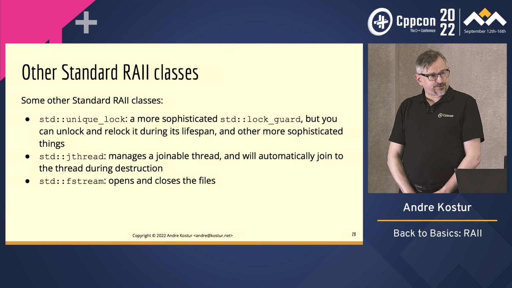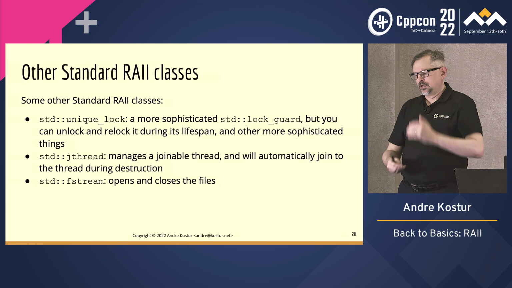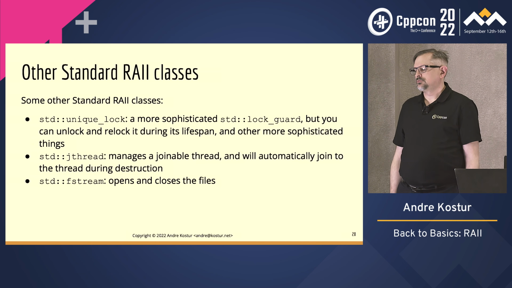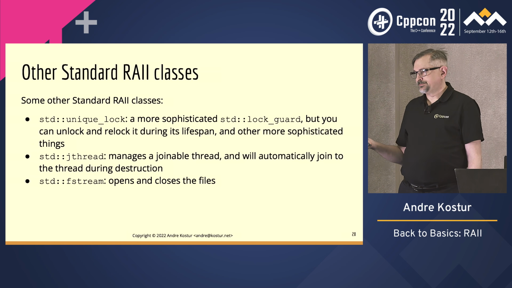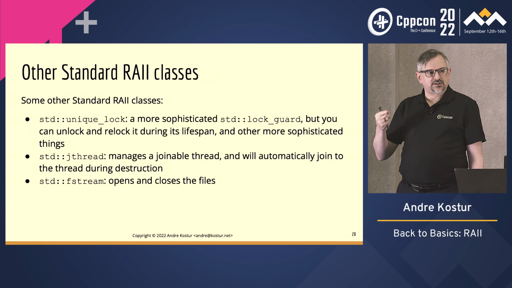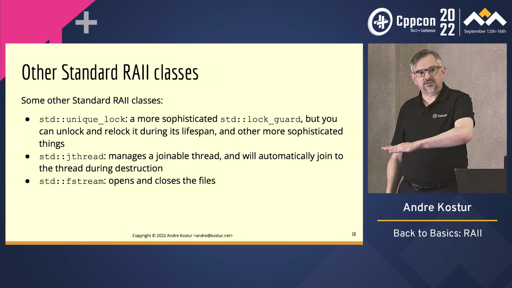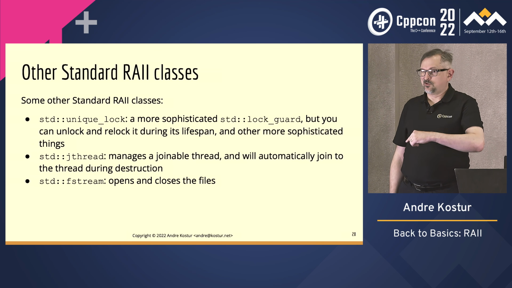Other standard RAII classes, things such as std::unique_lock. We looked at lock_guard, which is very much begin end. unique_lock is a more sophisticated lock_guard in that it can adopt a mutex that has already been locked by somebody. It can adopt a mutex and wait to be locked. You can ask it to unlock the mutex during its lifetime. But throughout the entire thing, when it hits the end of its lifetime, it will guarantee that the mutex gets unlocked. It will also guarantee it doesn't unlock it twice.